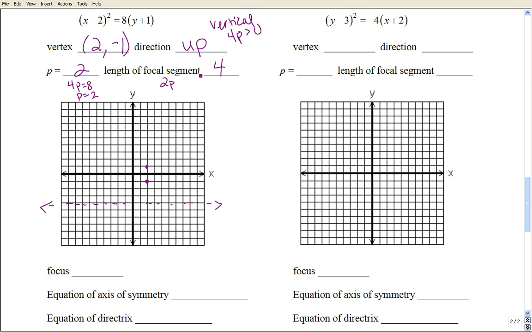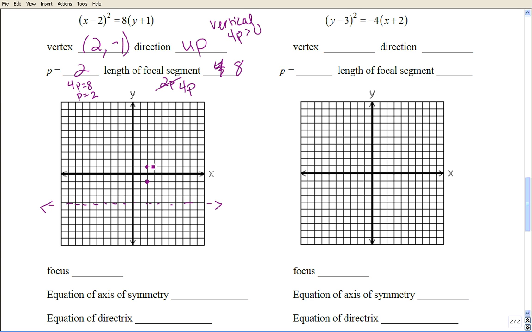And then the length of the focal segment is 4, so that means all the way across going through the focus right here would be... rewind here. It is not 2p that is the length of the focal segment, it's 4p. I was thinking about how to get to the endpoints. So 4 times 2, that'll be 8. So all the way across going through the focus will be a length of 8.